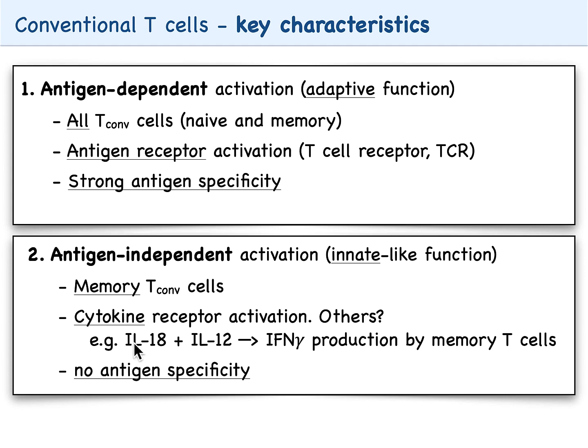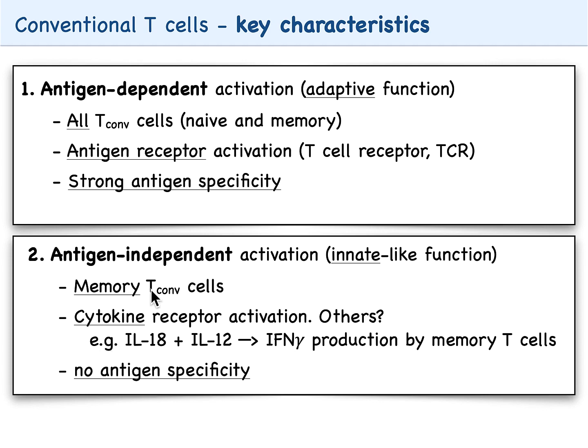For instance, IL-18 and IL-12 produced by macrophages or monocytes will trigger memory or activated conventional T cells to produce interferon gamma. Naive cells do not have the receptors for IL-18, so they will not produce interferon gamma upon stimulation with IL-18. So this means that they are not specific for antigen.